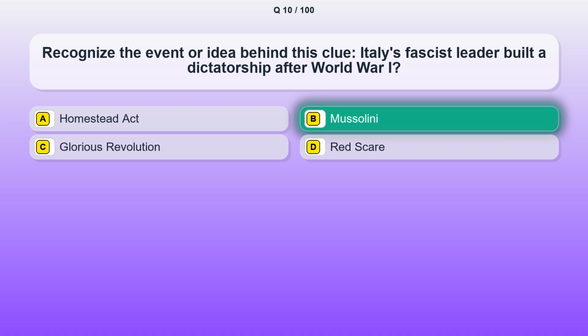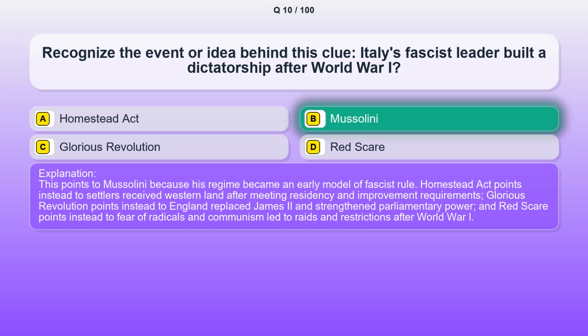The correct answer is option B. Mussolini. This points to Mussolini because his regime became an early model of fascist rule. Homestead Act points instead to settlers received Western land after meeting residency and improvement requirements. Glorious Revolution points instead to England replaced James II and strengthened parliamentary power, and Red Scare points instead to fear of radicals and communism led to raids and restrictions after World War I.